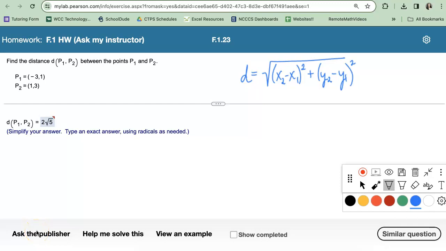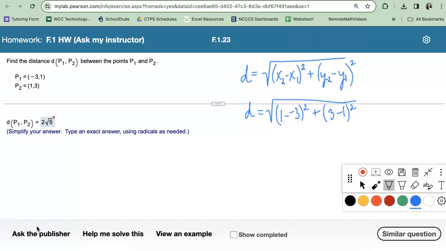For this problem, we're going to use the distance formula and simplify our answer, typing an exact answer using radicals as needed. So first off, I have here the distance formula, and the next thing I want to do is substitute in these values for x sub 1 and x sub 2, y sub 1 and y sub 2, given the values that I see here.